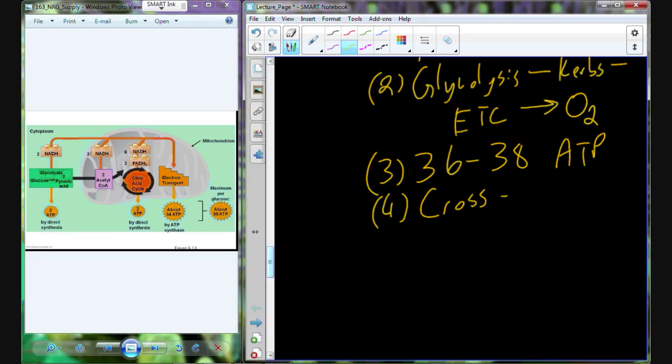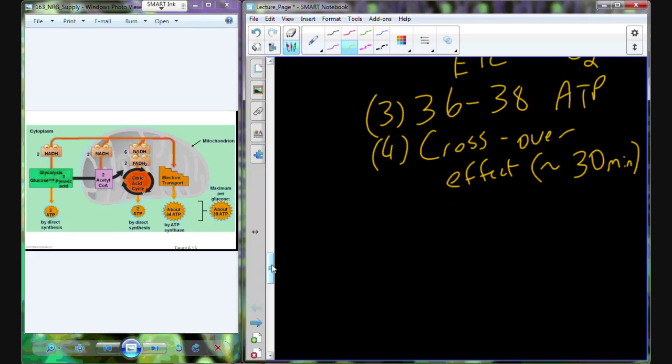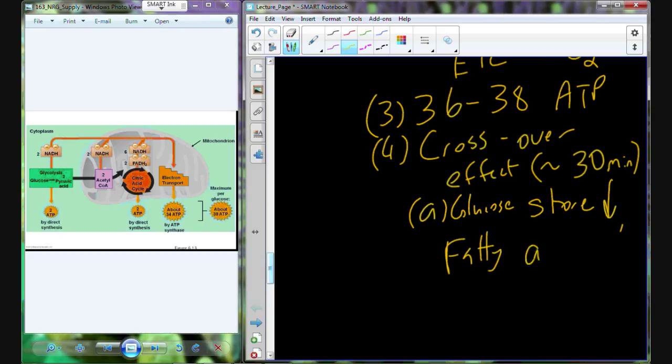There's one final thing to note here. There is this thing called the crossover effect. And for most people, this occurs right around about 30 minutes after the onset of exercise. And within that 30-minute time period, the glucose that you store in the liver and in the skeletal muscle is going to decrease or deplete. So we're going to shop out our glucose stores. And so we're going to need an additional carbon source. And so we're going to shift over from glucose being the main provider of carbon to now fatty acids being the main provider of carbon. So this becomes our main organic molecule that's going to be used.